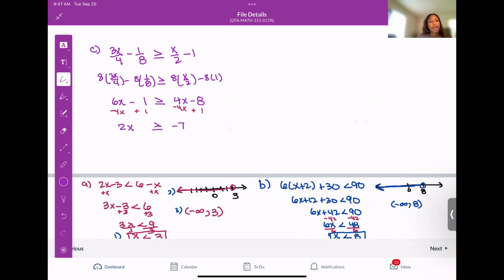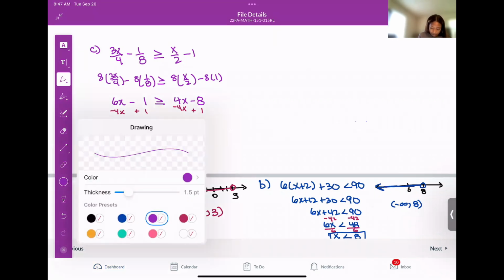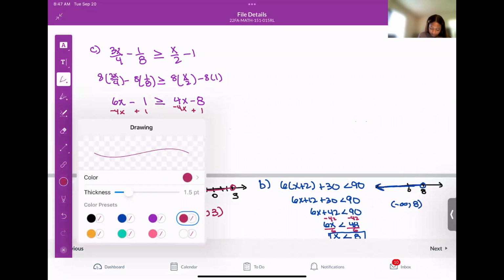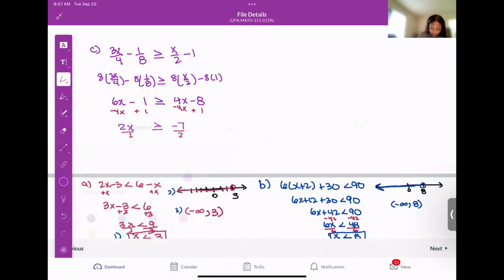All right, so 2x is greater than or equal to negative 7. Our final answer here is found by dividing both sides by 2. So we have x is greater than or equal to negative 7/2. If you want to write that as negative 3.5, you can do that as well.